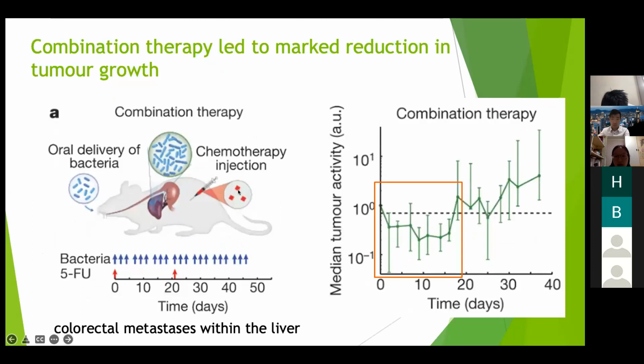So the team then tested the engineered bacteria in an experimental model of colorectal metastasis within the liver. The bacteria were shown to efficiently colonize the tumor and occupy the avascular tumor compartments after oral administration. These engineered bacteria can hence carry drugs to the necrotic core of the tumor, which would usually be quite hard to target by standard chemotherapy, which is more efficient against vascularized regions.